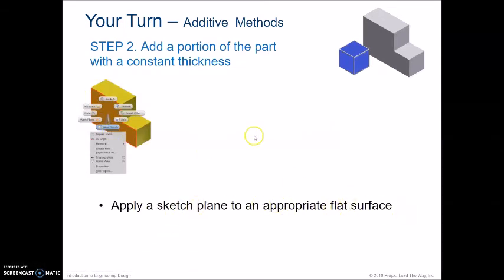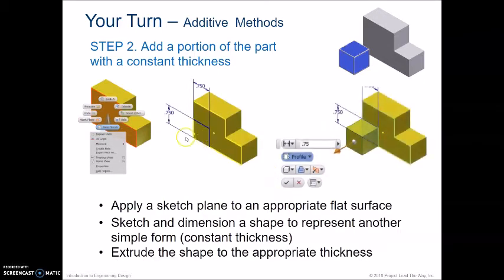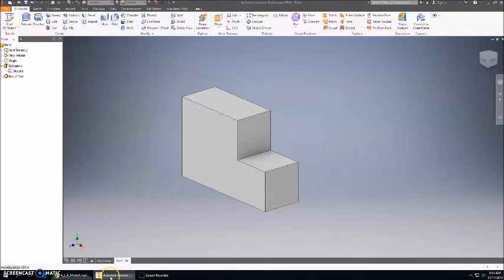That's going to be the front surface. And then we are going to sketch and dimension a shape to represent that cube on the surface right here. And we're going to then extrude that surface. So we're going to add a sketch, we're going to create this cube, and we're going to extrude it. So it's the same principles again, just repeated. And you'll notice that with 3D modeling, a lot of it is a repetitious process.